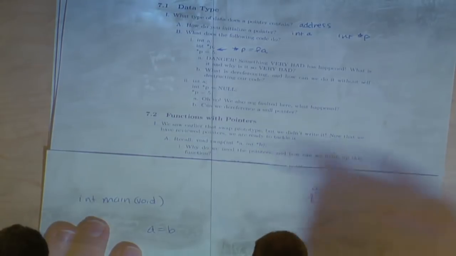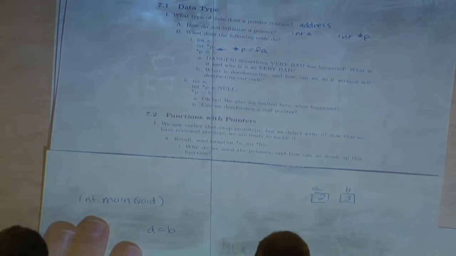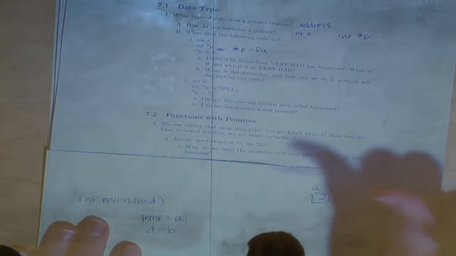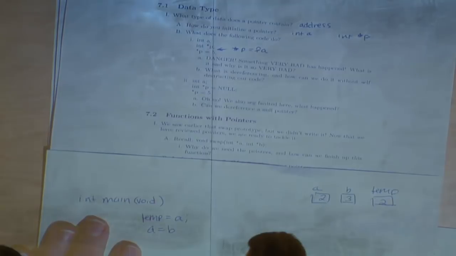Because if you have an A, say A is 2 and B is 3, if you assign B to A, 3 goes into A and then you lose the 2, right? So you're going to need a temp, and say A goes into that temp. Okay, so now you have a new variable. Let's get temp. Okay, and now it has the value of 2, right?